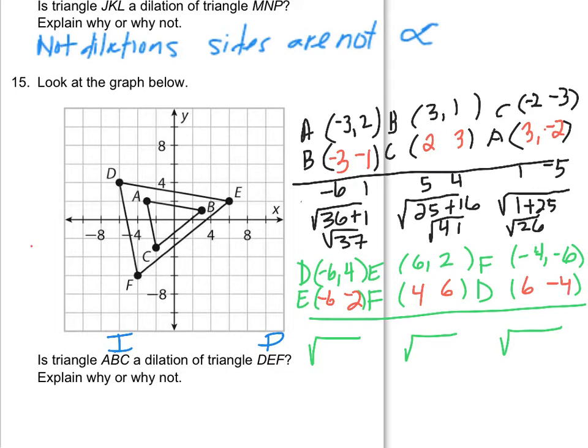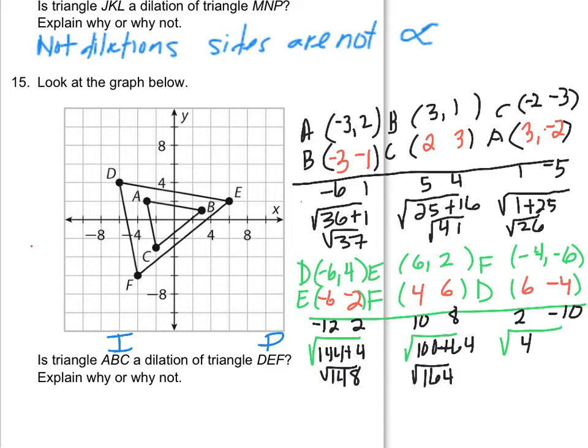So when I add, I'm going to end up with -12 and 2, 10 and 8, 2, and -10. 144 plus 4 is the square root of 148. And 100 plus 64 is the square root of 164. And 4 plus 100 is the square root of 104.